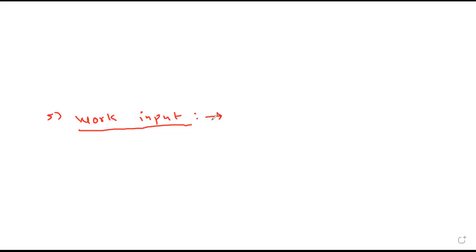What do you mean by input? It means you are giving or you are taking? Giving. What do you give? Load or effort? Effort. Effort, correct. Whatever we give is our effort.